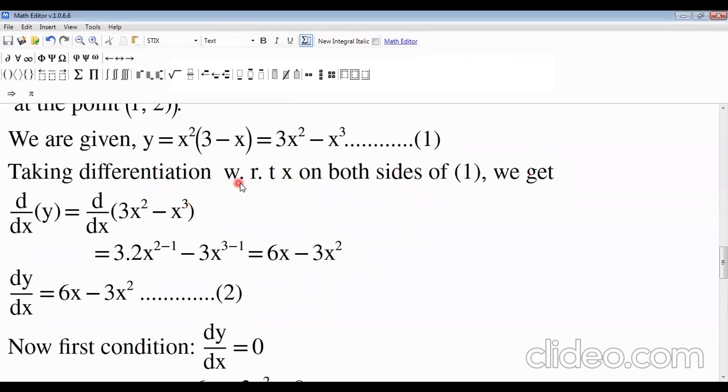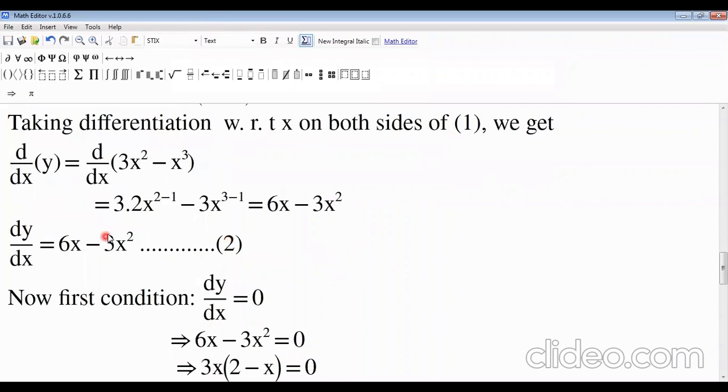So taking differentiation with respect to x on both sides of equation 1, we get d/dx of 3x² minus x³. Using the power rule, 2 into x to the power 2 minus 1, minus 3 into x to the power 3 minus 1, we get 6x minus 3x². So dy/dx equals 6x minus 3x². This is equation number 2, and this is the first derivative of the given function.